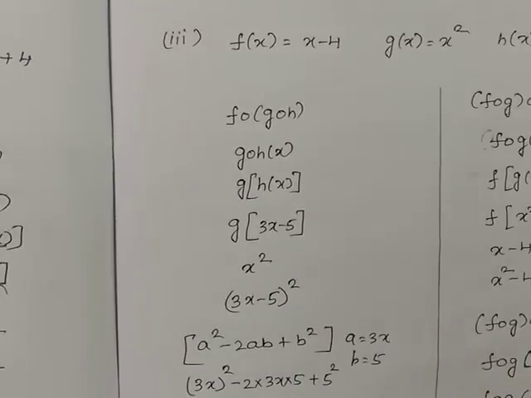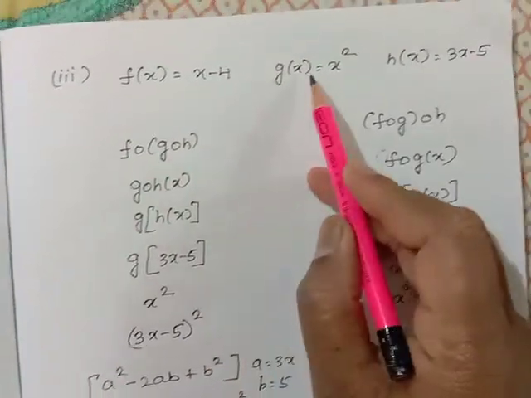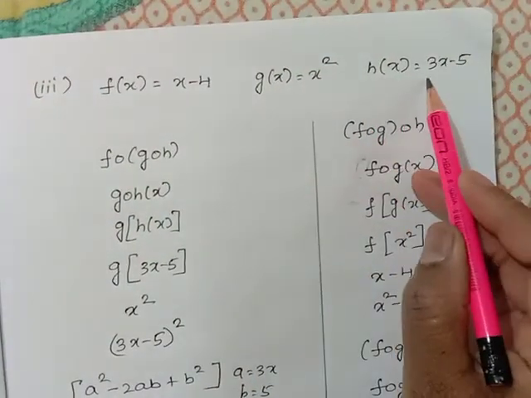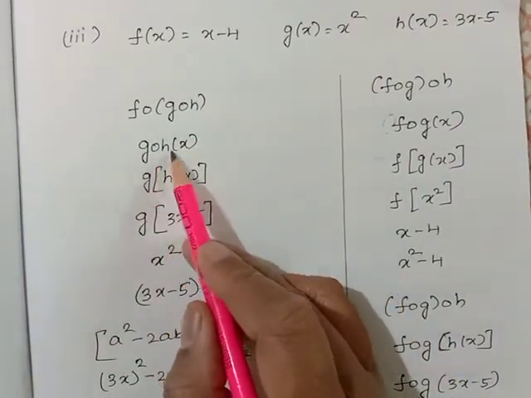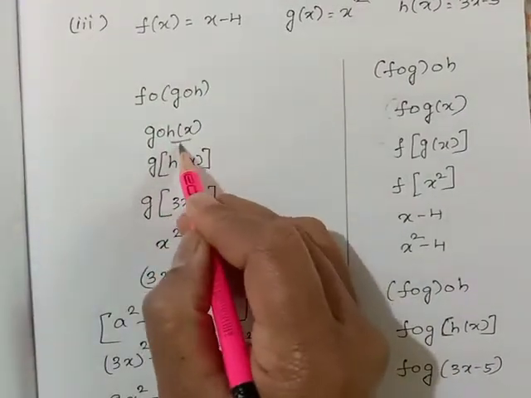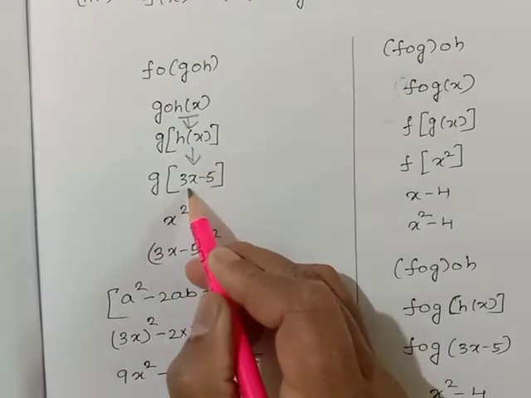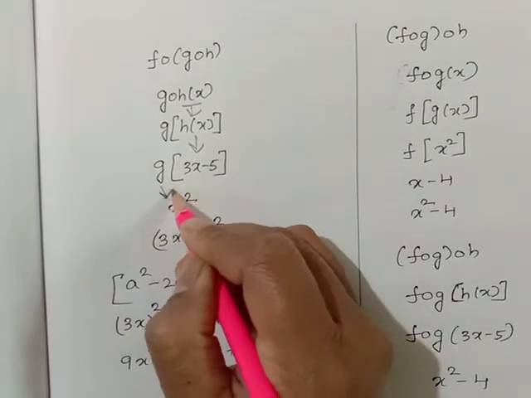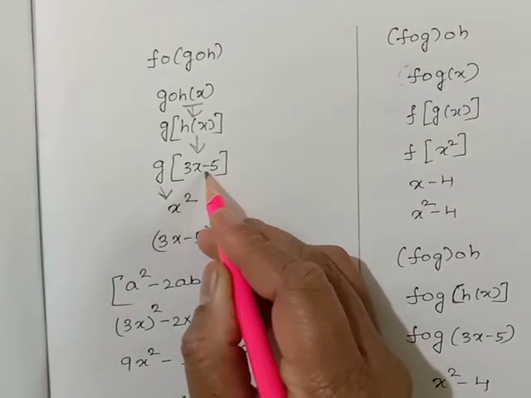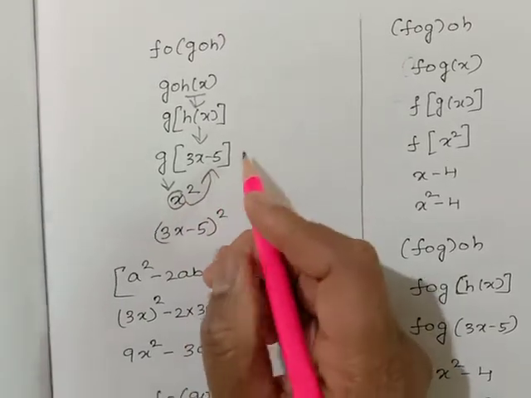Now let us come to the third Roman letter. Here f of x value is x minus 4, g of x is x square, and h of x is 3x minus 5. First let us find the inner value g of h of x. The inner value is h of x. Let us sub the inner value. H of x value is 3x minus 5 given in the question. Now let us sub the outer value, but the inner value be as it is, but in the place of x we'll write 3x minus 5.